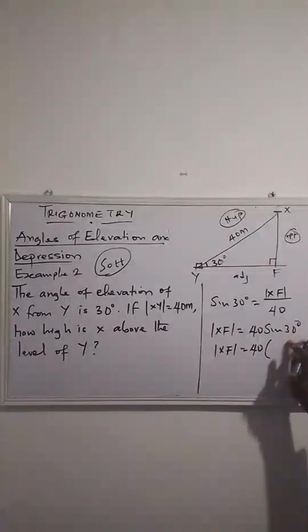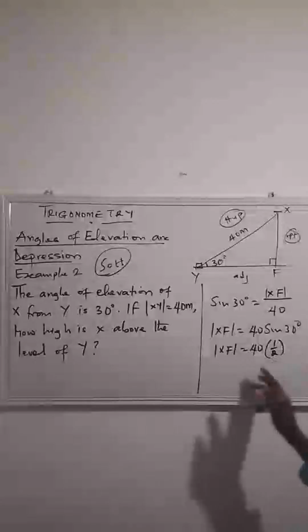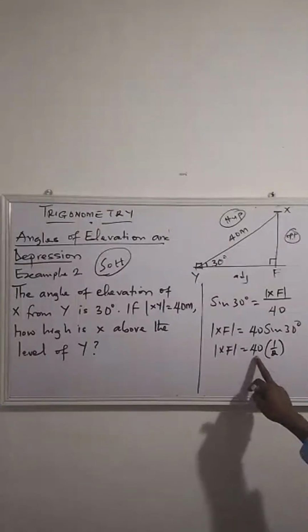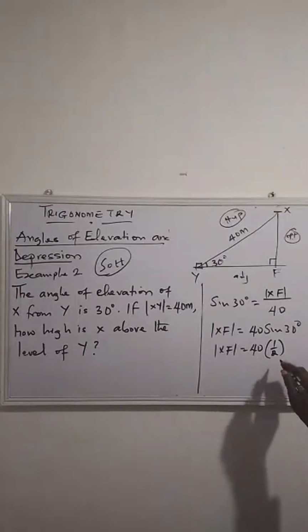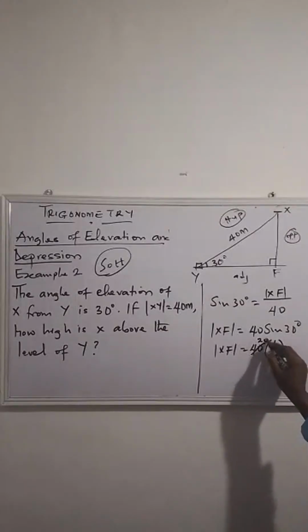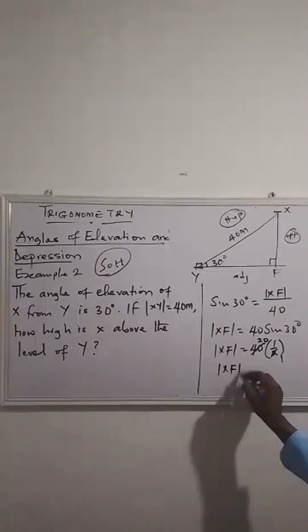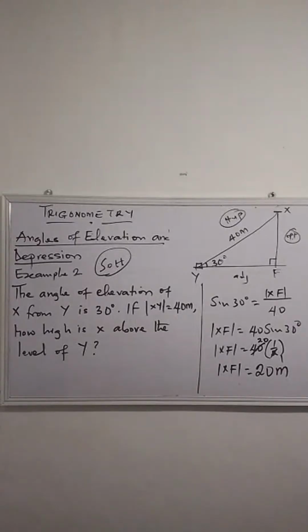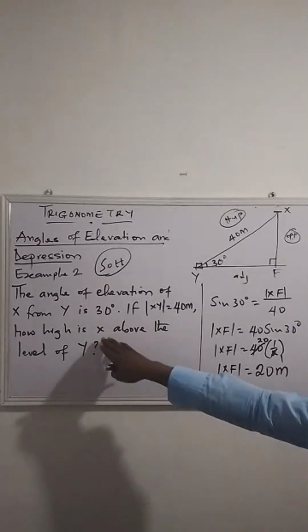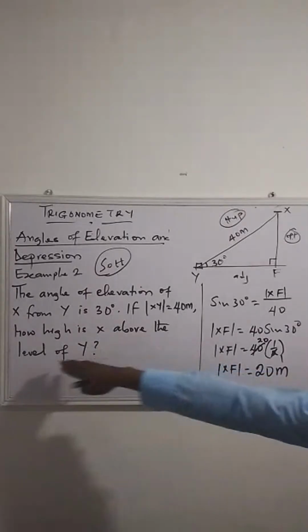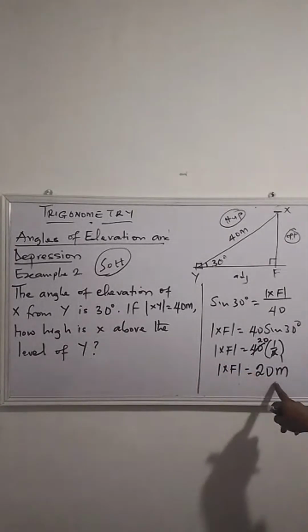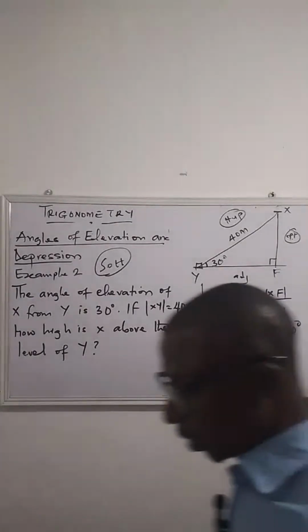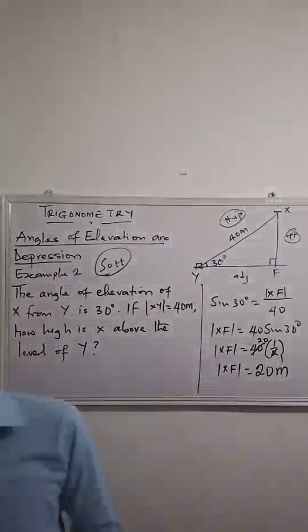Because sine 30 is 1/2. All right, so now multiply half and 40 together. So 2 goes into 40 twenty times. So we have xf equals 20 meters. Therefore, the height of x above the level of y is 20 meters. So that is the answer to that problem. You can see it's just straightforward. All right, now can we look at another question?